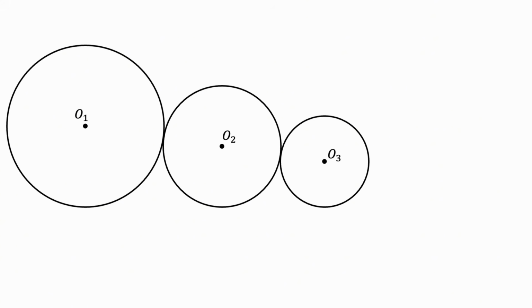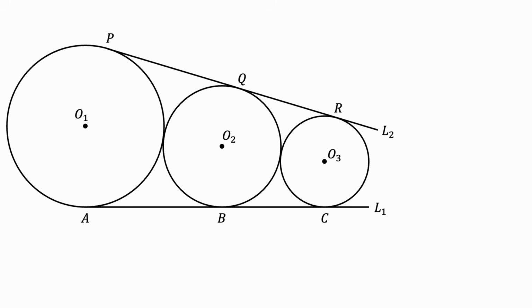In this video, we want to solve the following problem. Lines L1 and L2 are common external tangents to three circles, touching the circles at A, B, C and P, Q, R respectively. The large and medium circles are tangent externally at M, while the medium and small circles are tangent externally at N. A third line L3 is tangent to the large and medium circles at M, intersecting L1 at W and intersecting L2 at X.